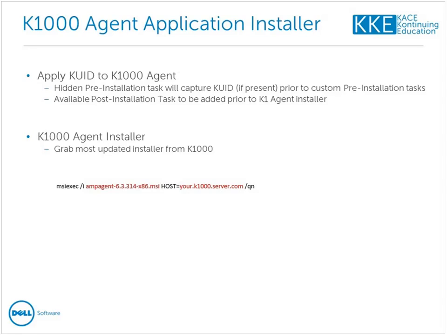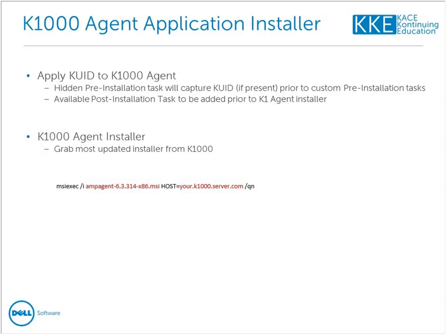What you'll see is that here's the command line that we can work with for our K1000 agent installer. And what you have here are two things that you need to modify. The first one is going to be the name of the MSI. If we upload a new package for the K1000 agent installer, then we want to make sure we change that name in our post-installation task so it references the right package name, the right MSI.